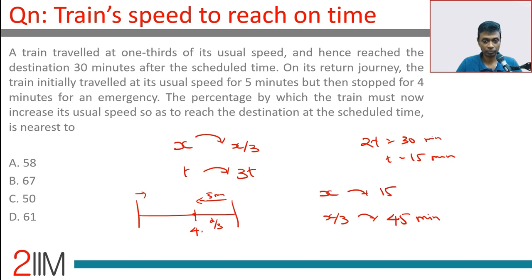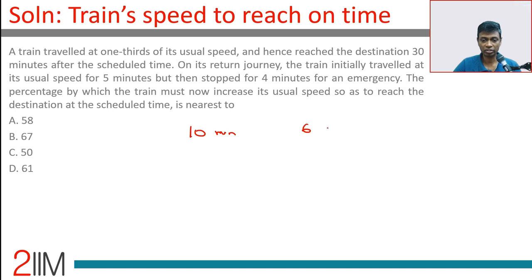The percentage by which the train must now increase its usual speed so as to reach the destination on scheduled time is nearest to? 5 + 4, 9 minutes are gone. The total time taken, the scheduled time, is 15 minutes. So the train should cover this distance in 6 minutes. If this 4 minutes break had not been there, it would have covered it in 10 minutes. Lovely question. So what it would have covered in 10, now it should cover in 6. If the speed were x, this speed has to be x into 10 by 6 or x into 5 by 3.